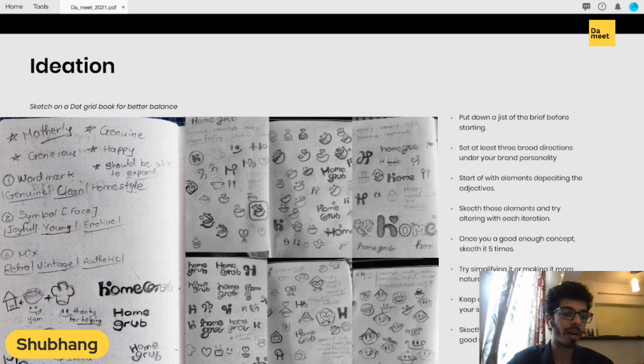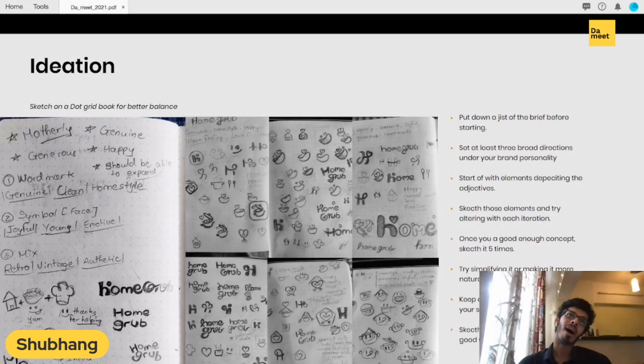So setting these broad directions according to some personality points will help you make different options more easily, so that in the beginning itself you're making three funnels, and in these three funnels you'll start putting these sketch options. And then how I generally start sketching is I just sketch the obvious out.